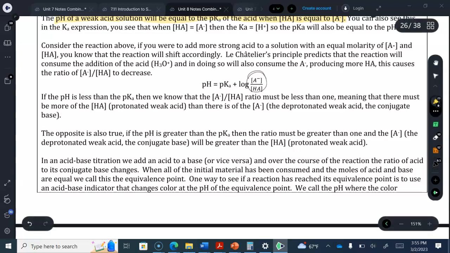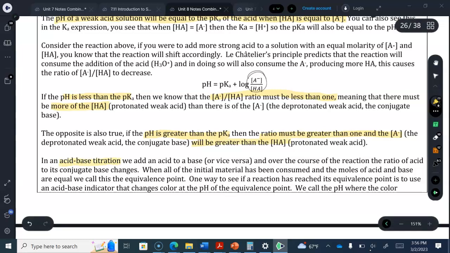That is worth highlighting. The opposite is true. If the pH is greater than the pKa, then the ratio must be greater than 1, and the weak base, or the conjugate base, will be greater than the acid.